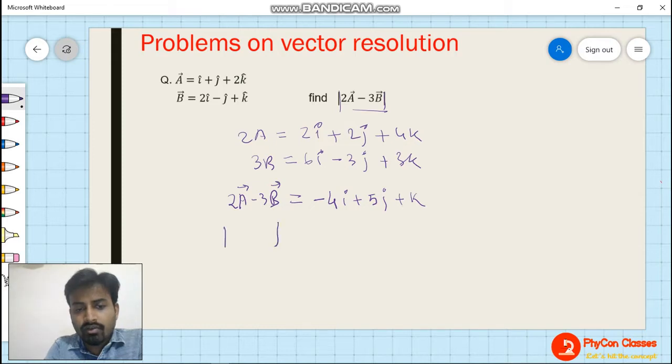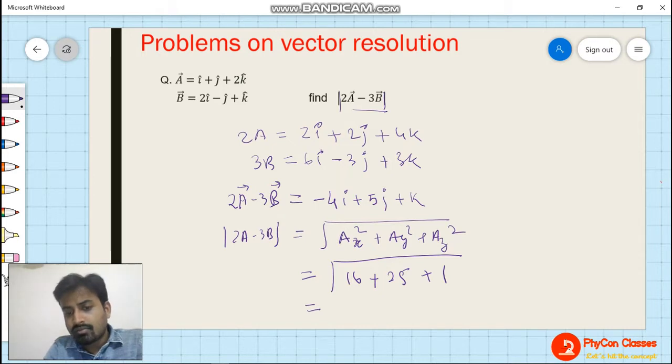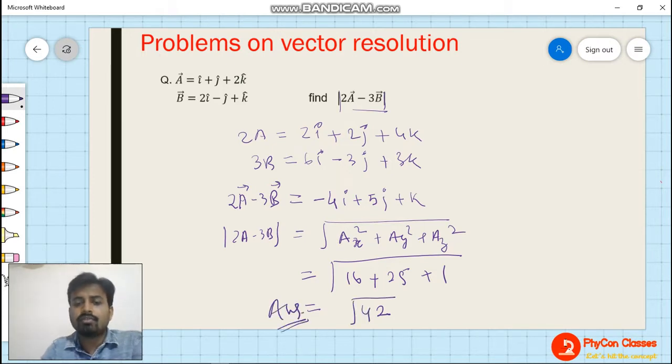Now to find the mod value of 2A minus 3B, the formula is the square root of a x square plus a y square plus a z square. Do you remember this kind of formula? So here the answer is going to be minus 4 square is 16, plus 5 square is 25, plus 1, so it will be the square root of 42. That will be our answer. Understood? Clear? Now moving on to the next question.